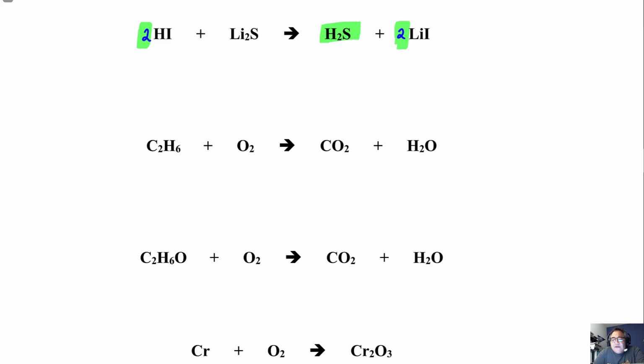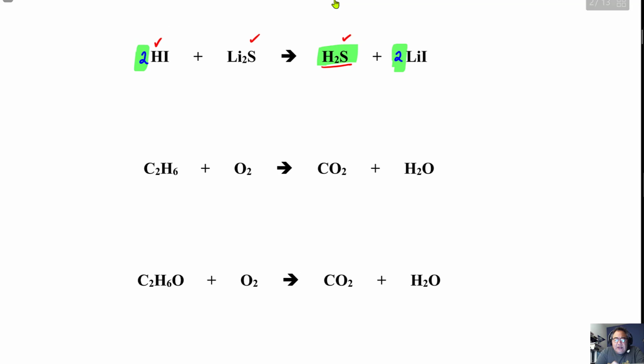Okay, so there are the coefficients, right? I started by saying, oh yeah, I have H and S. There's two H's and one S. Well, the S's are balanced, so I'll just go with that for now. But the H's, right? There's two here, and there was only one here, so I added the two here, and that balanced my H's. So guess what? I did everything in this compound. This one's done, and now I have to balance something else.